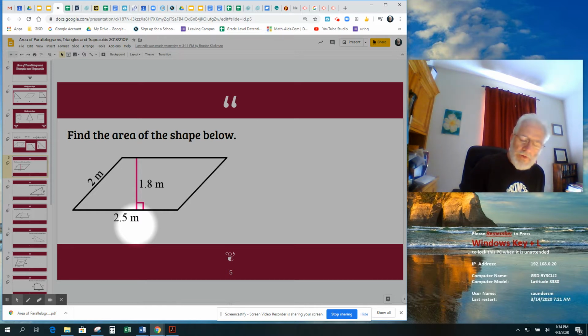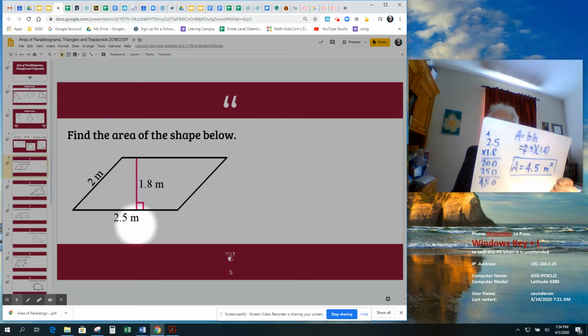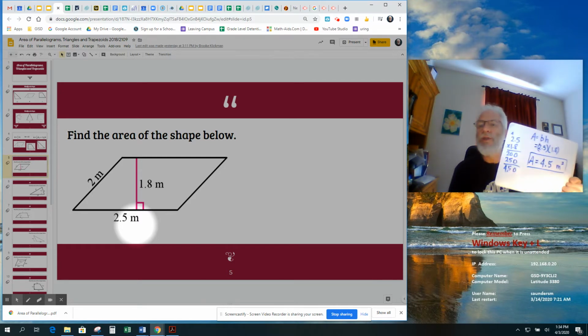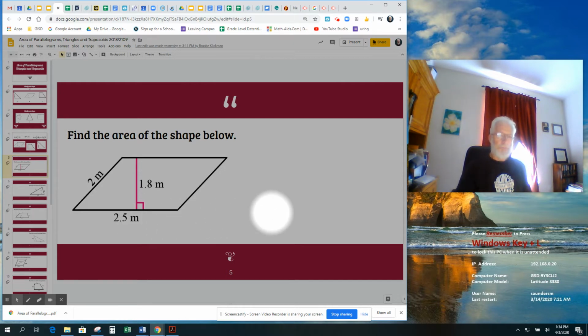So here's my answer. Area, here's my calculation. I multiplied 2.5 times 1.8, and I got 4.5. So area equals 4.5 meters squared. Don't forget to put your units. Always put units, and it's going to be units squared for area. Okay.